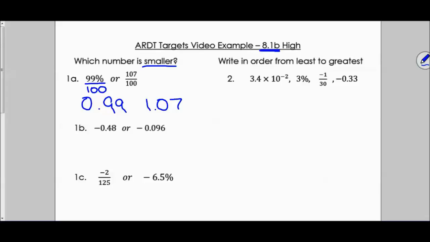We're looking for the smaller one. One of those is bigger than 1. One of those is smaller than 1. 0 point something means that's a decimal smaller than 1. 1 point something means that's a little bit bigger than 1, so the smaller one has to be the one that's smaller than 1.